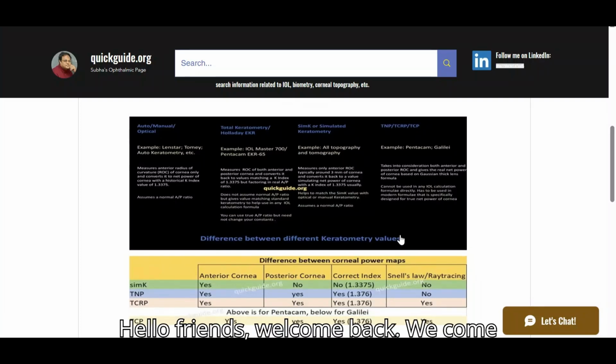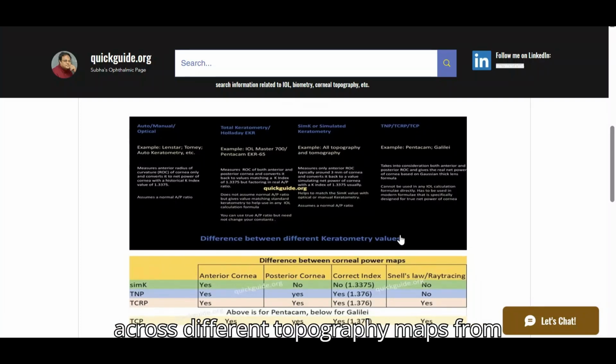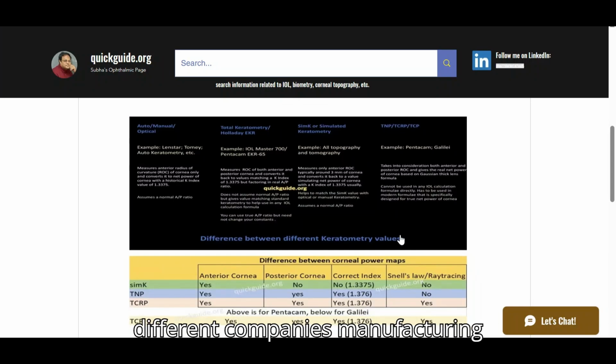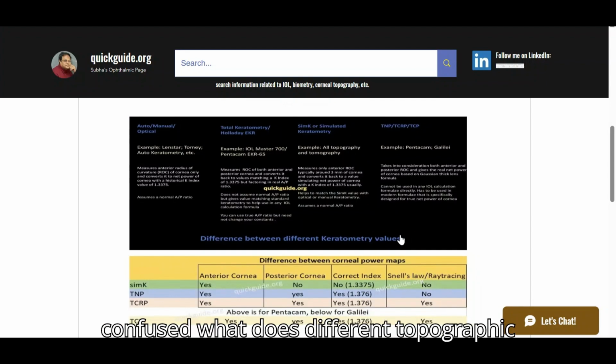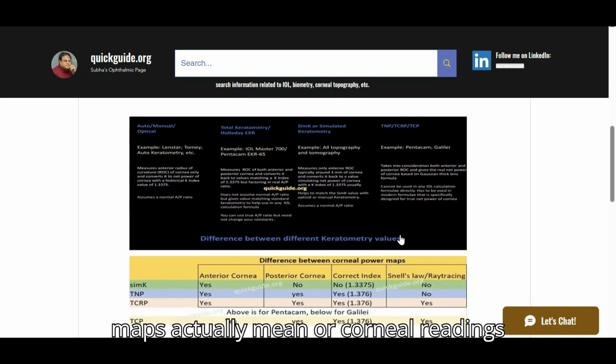Hello, friends. Welcome back. We come across different topography maps from different companies manufacturing topography machines, and we are often confused. What do different topography maps actually mean, or corneal readings mean?